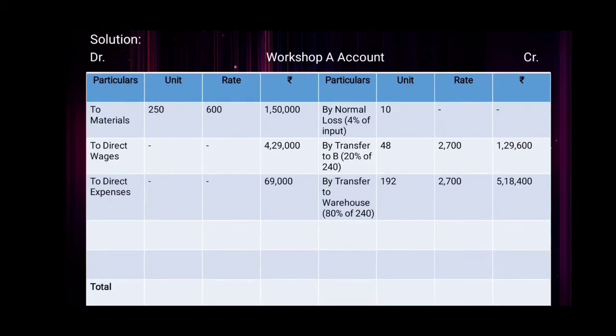Let us take the total of both the sides. 250 units and the total amount will be 6,48,000.